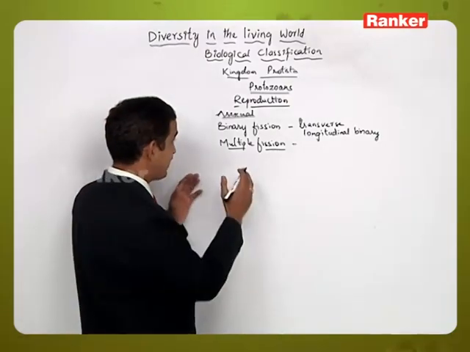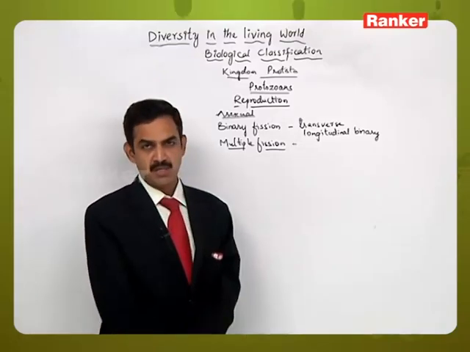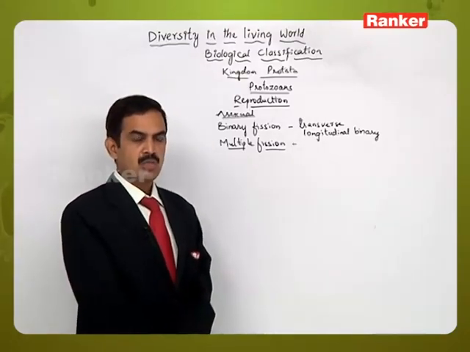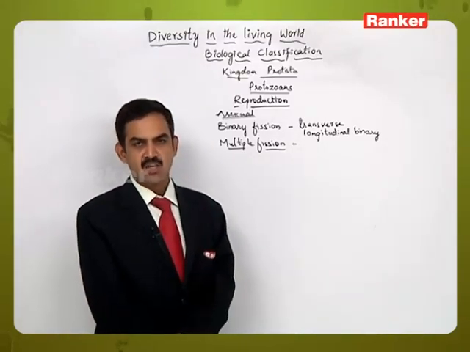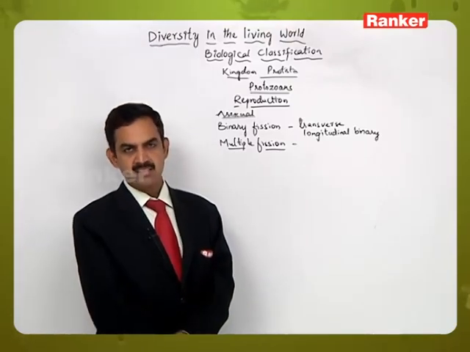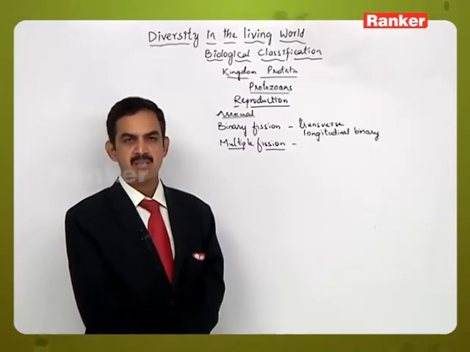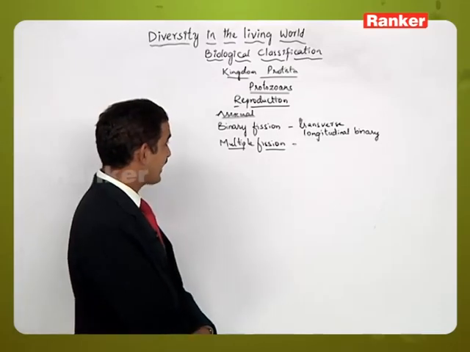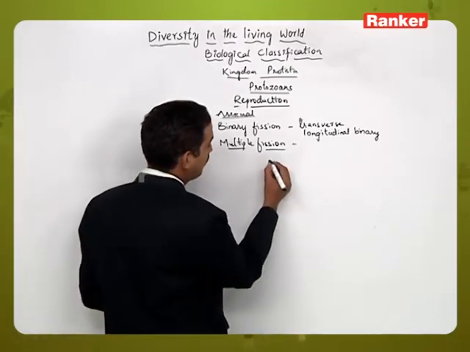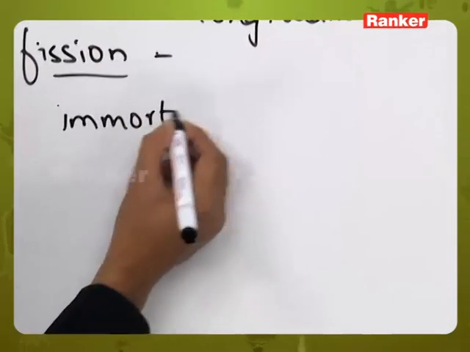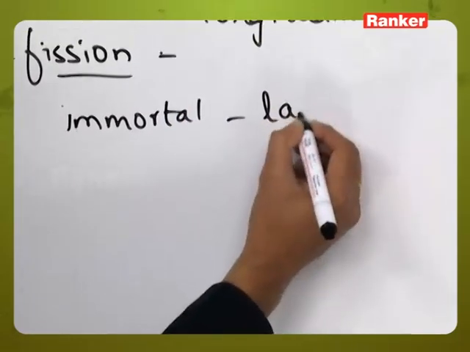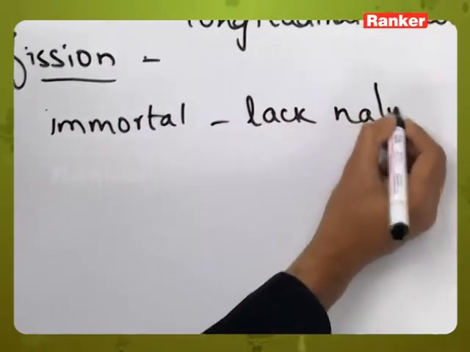Once this process of asexual reproduction takes place, the parent does not exist further when the daughter organisms have been formed. That's the way we can say that some of the protozoans are immortal in nature, that is, they lack natural death.